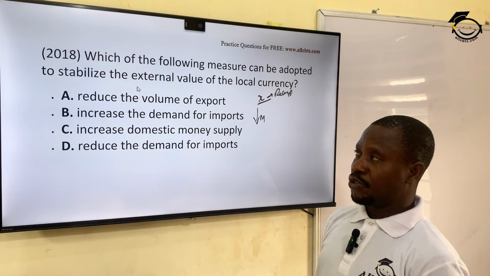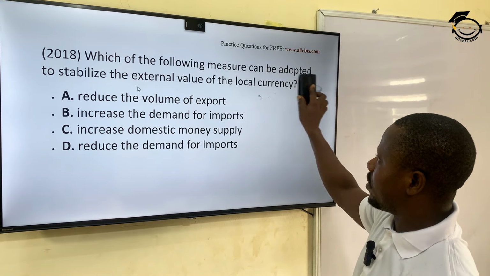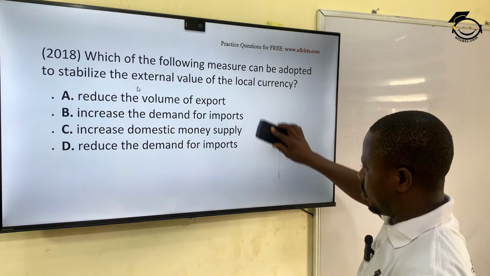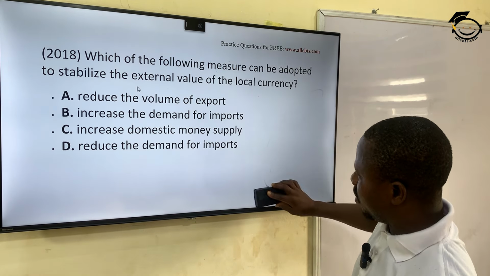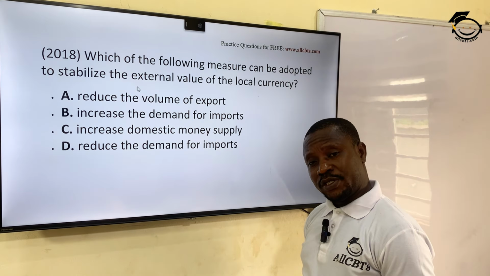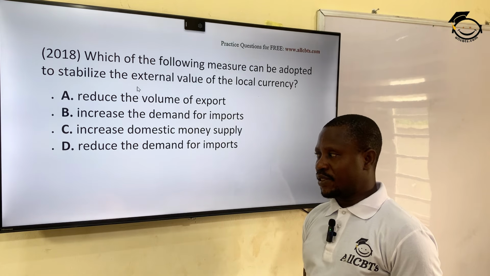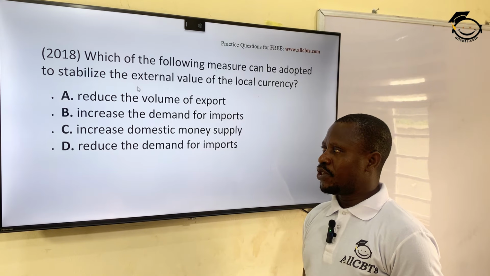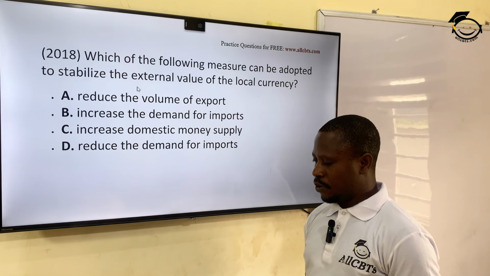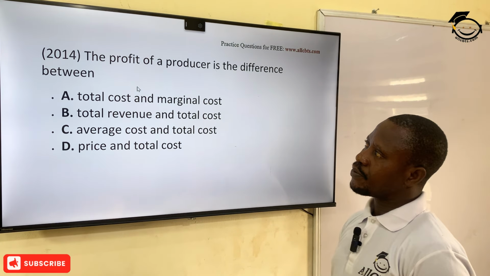But that's very difficult in Nigeria because we Nigerians have a high taste for imported goods. So I don't know how government will drive it. No matter how they put high tax on imported items, Nigerians will still struggle to get them. But what we are supposed to do is to reduce the demand for imports. Option D is the correct answer.